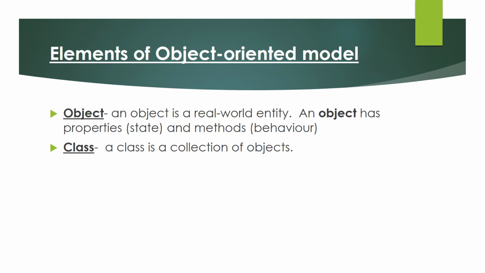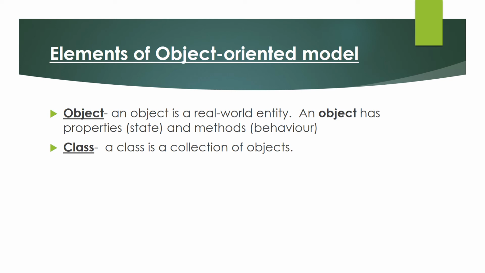An object is a real world entity and it has properties, that is state and methods. For example, a student has states or properties such as a name, date of birth or address. So these are the properties that are possessed by the student. Similarly, the student has some behaviors or methods, including attending class, writing exams or paying fees. So all these are the behavior.